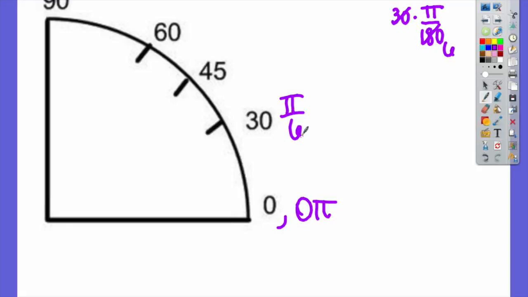Everyone be on this side with me, okay? We'll go back to the big one in just a second. Stay on this one with me for a second. 45 degrees. Convert that to a radian. Pi over 4. So 45 is pi over 4.